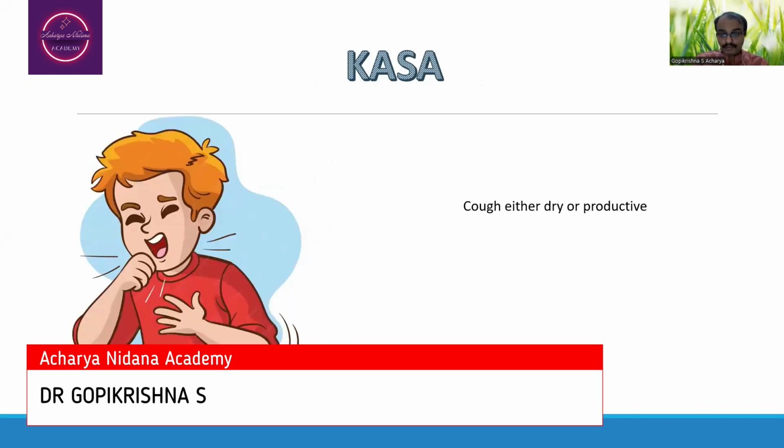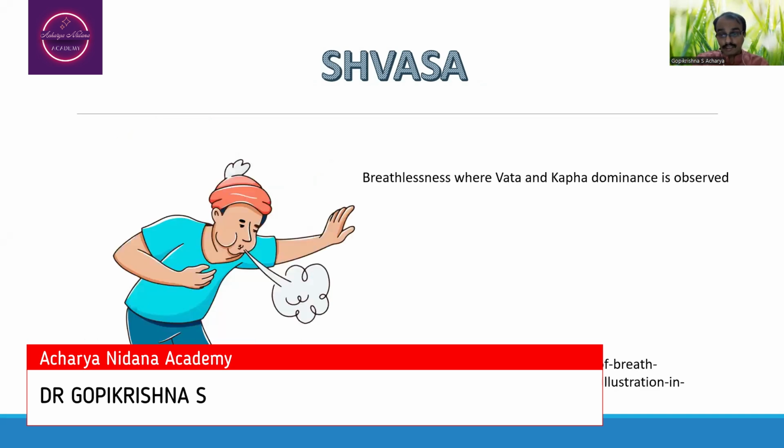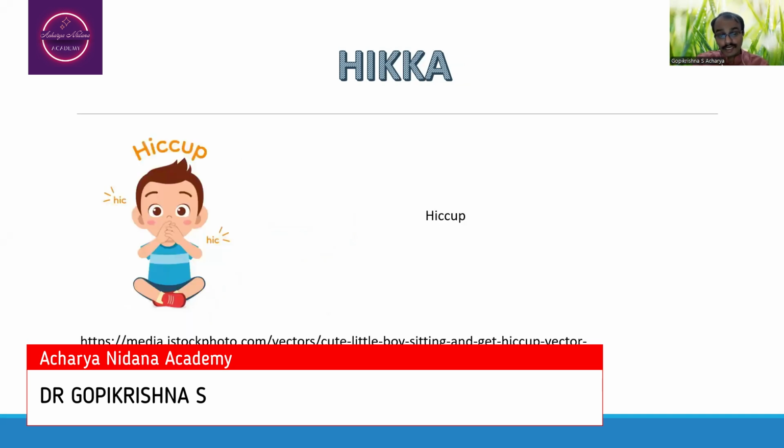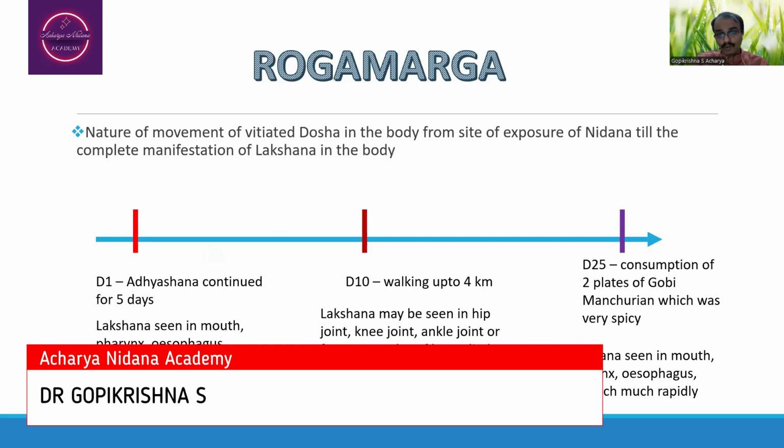Kasa, where there may be a possibility of dry or productive cough. Shwasa, breathlessness, where Vata and Kapha dominance is observed. Hikka, wherein the person will be having hiccups. So these are considered to be the Abhyantara Rogamargaja Vikara. Now, how to understand this particular Rogamarga? Let us understand it with a small example.